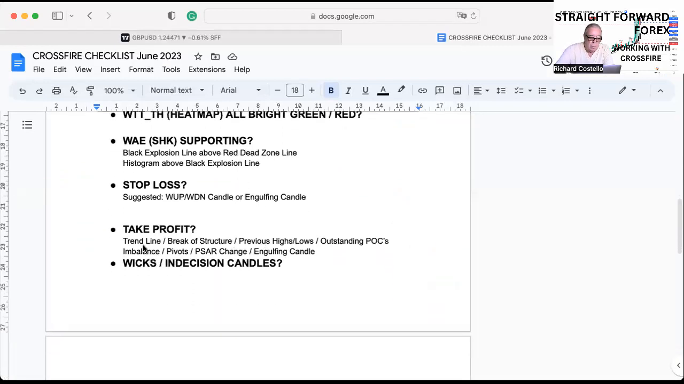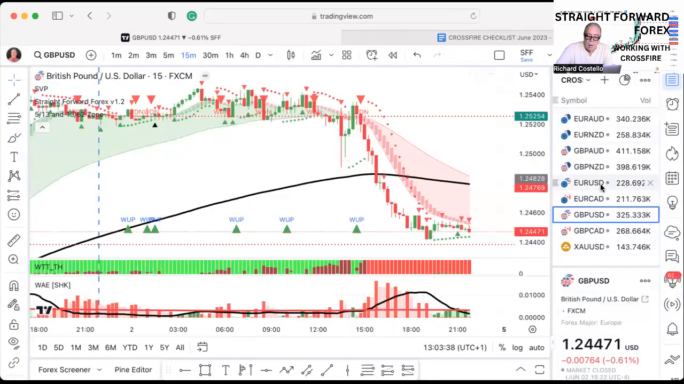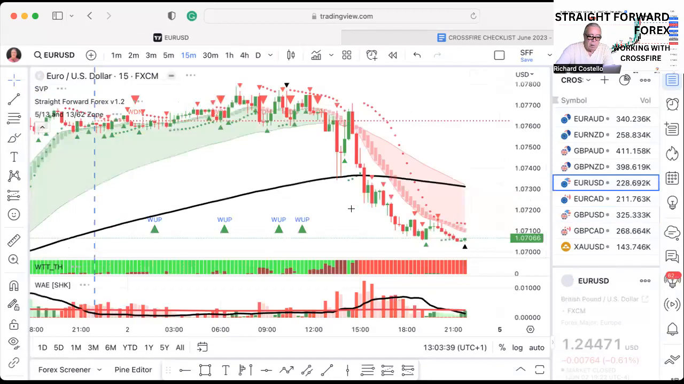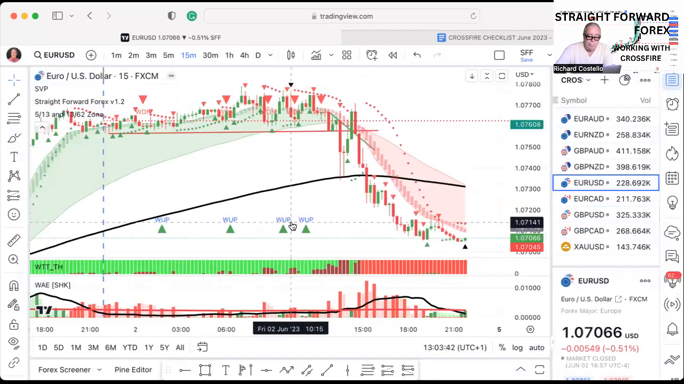So we talk, or trend, any trend line or any moving average even is a potential target. So highs and lows we mentioned briefly. I'll see if I can find examples. I've talked about engulfing candles. I've talked about PSAR changes. I'll talk about pivots and imbalance and trend lines. Go back to my favorite pair, Euro USD.